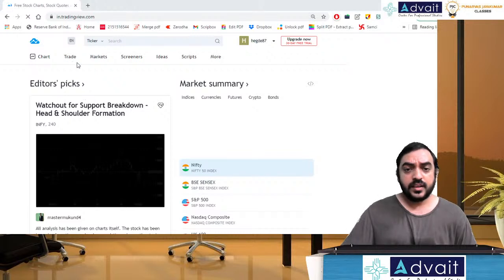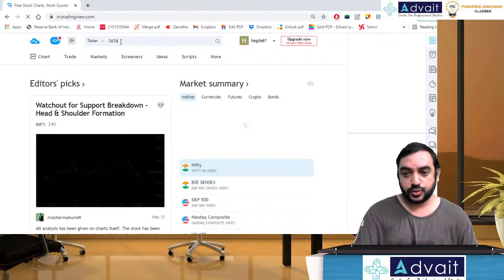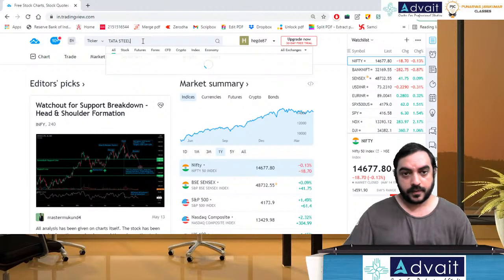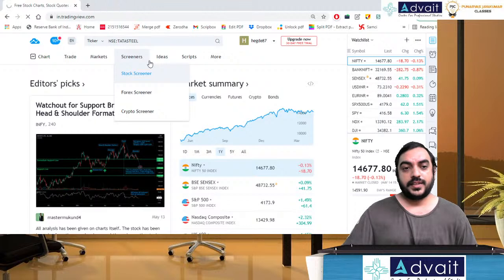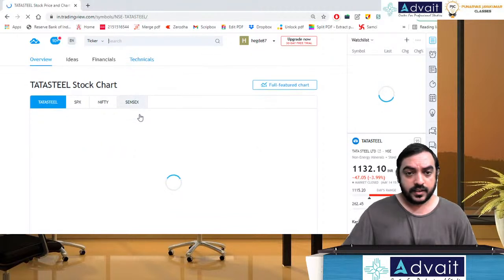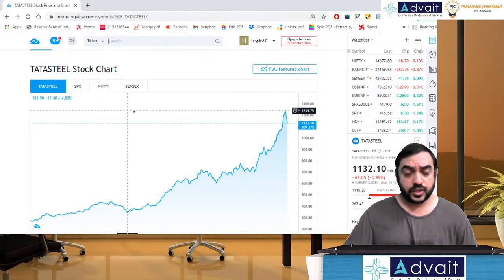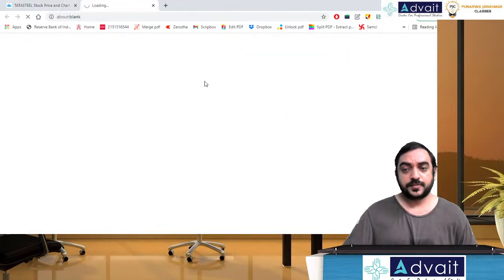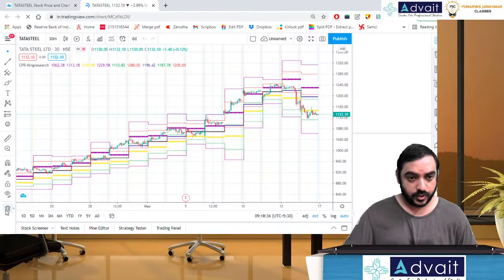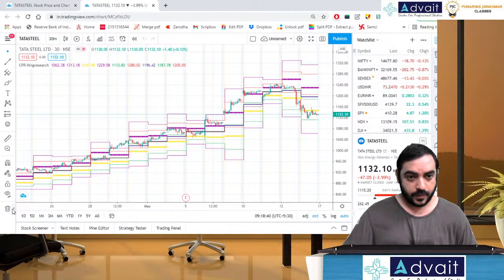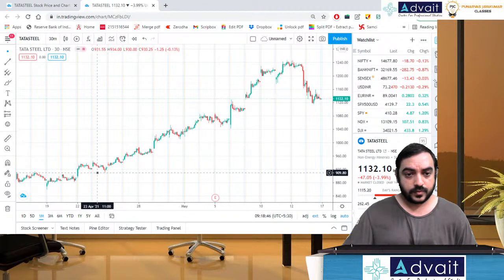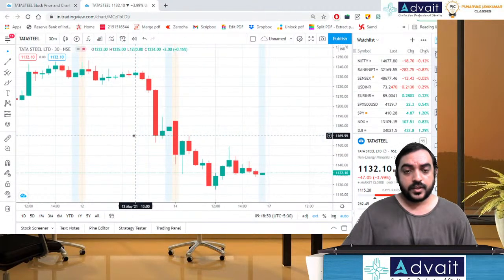I'll take the example of Tata Steel. I can talk about this for two to three minutes. I will not spend too much time on the foundation part. I'll just go to the candlestick chart. I'll click on full featured chart, remove all the indicators, and select the 1 month chart. Hope you're able to see the candles.